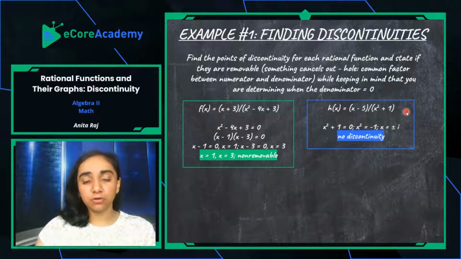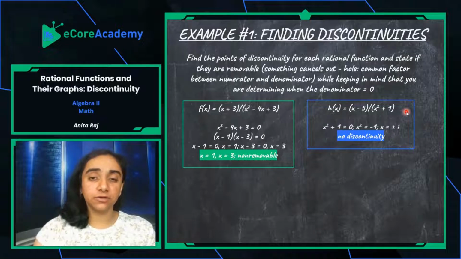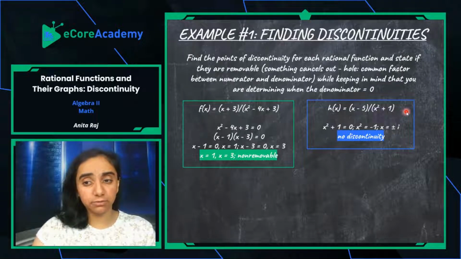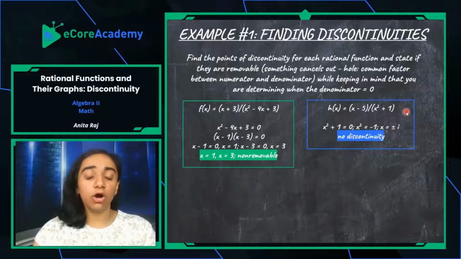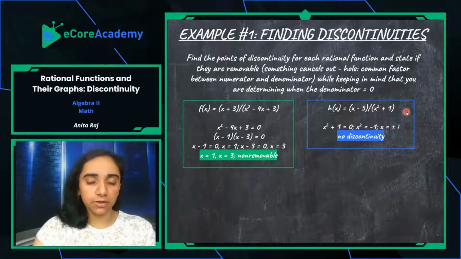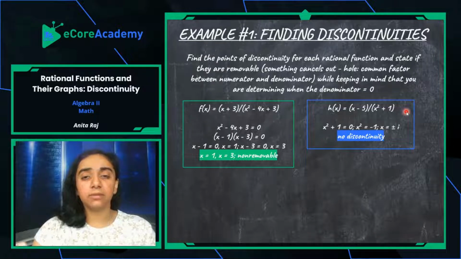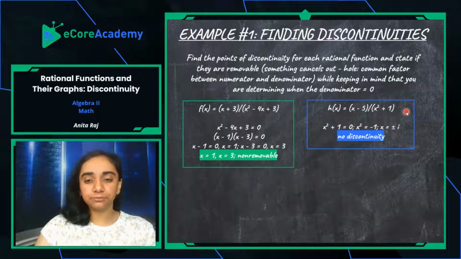However, you can see that I wrote no discontinuity because, again, for our purposes with rational functions, we are graphing on the real number plane. So there's no way we would graph an asymptote x equals negative i or x equals positive i on a real number plane. We can do that on an imaginary number plane, but we're not working with an imaginary number plane. Therefore, there is an asymptote there at x equals positive or negative i, but because we're on the real number plane, there is no discontinuity at all.